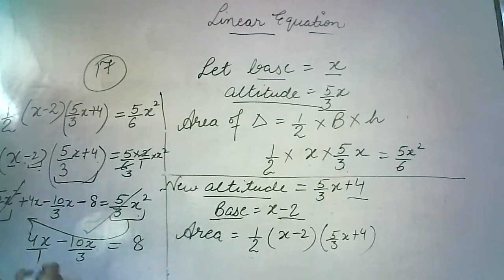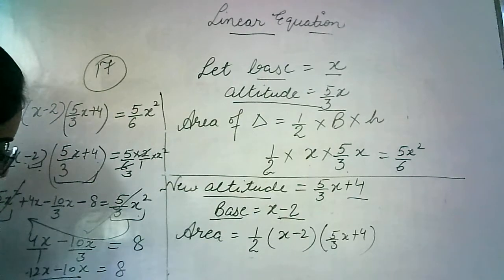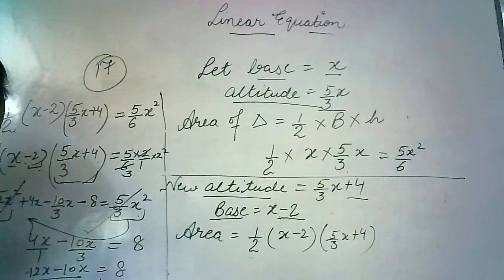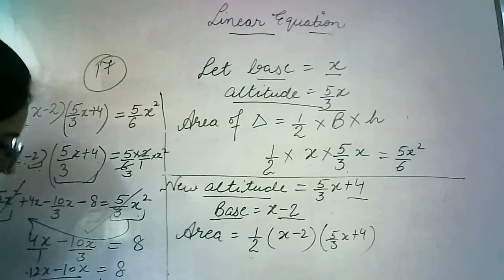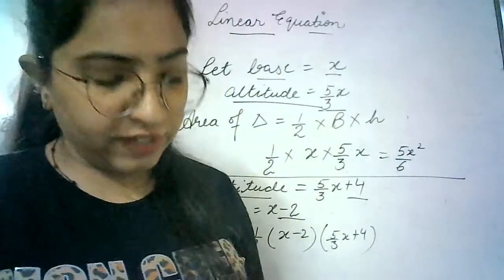Now just solve it. Just take the LCM. 4 threes are 12x minus 10x is equal to 8. It will be 2x by 3 is equal to 8. X will be 8 into 3 by 2. That will be 12. So x is 12. So this is the value of x.